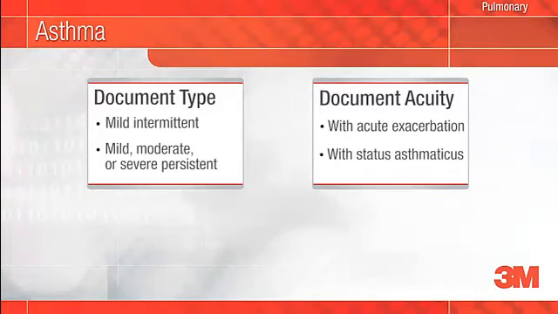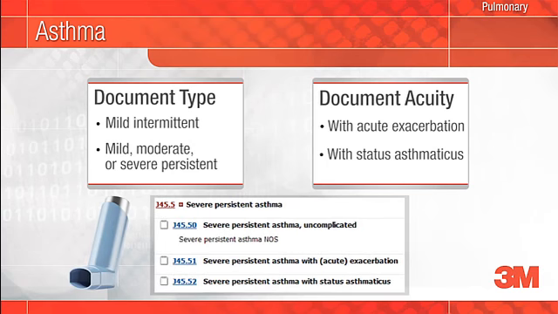Classification of asthma is an example of the use of updated terminology in ICD-10. Asthma is now classified as mild, intermittent, or mild, moderate, or severe persistent. Documentation of acuity remains unchanged from ICD-9. You should continue to document the presence of an acute exacerbation or status asthmaticus. For example, a diagnosis of severe persistent asthma with acute exacerbation is classified to J45.51.